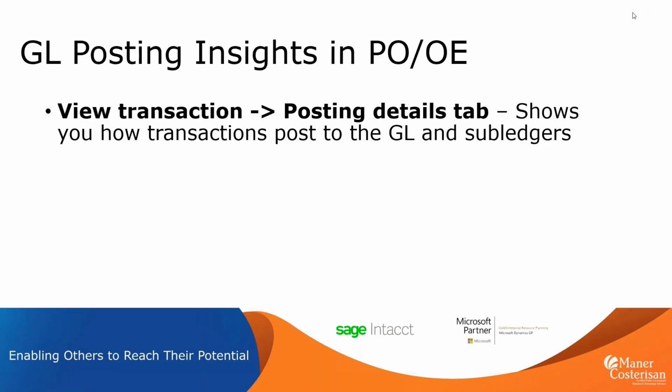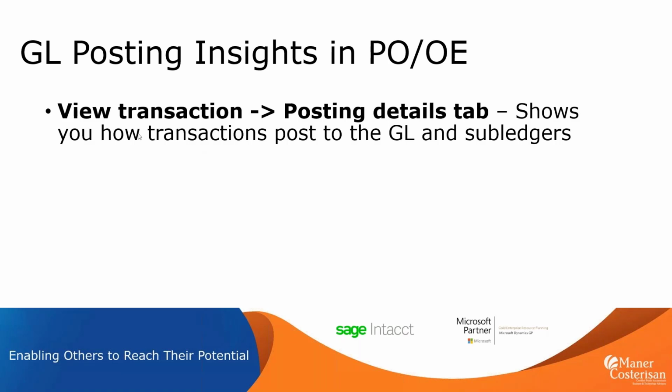Okay, so I'm going to be showing this in a second here. If you want to check out the GL posting insights in either your purchasing or your order entry modules, essentially what you've got to do is go out to purchasing or order entry and go to your transactions listing. You have the ability to go in and hit view on a transaction. And then underneath that tab, it'll show the posting details.